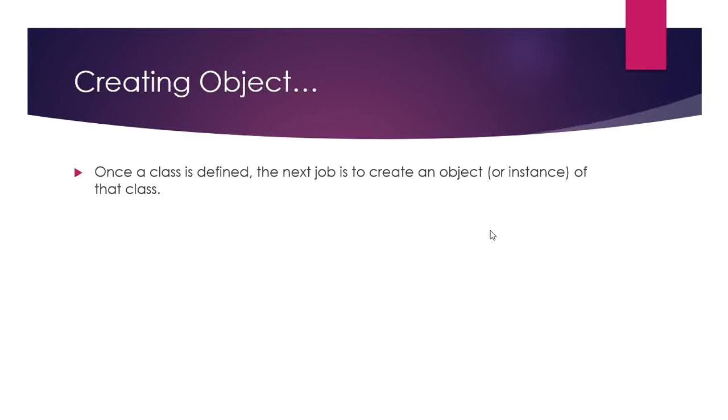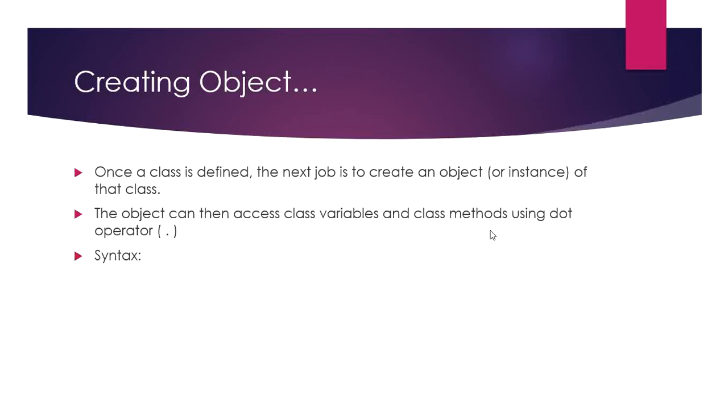So here we have creating objects. How do we create objects? Once a class is defined, the next job is to create an object. We have a class where we have all the functions and statements that we want inside our program. Once we define a class, the next job is to create an object, also called an instance of that particular class. The object can access the class variables and class methods, that is class members, using the dot operator.